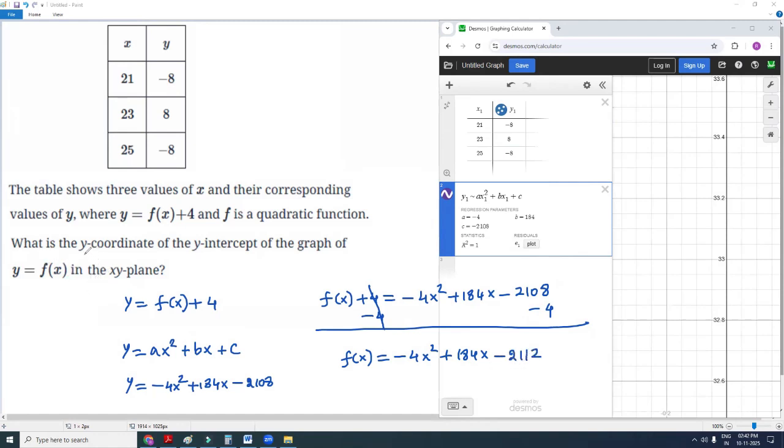Since our aim is to find the y-coordinate of the y-intercept, we have to plug in x equals 0, because the x-coordinate is always 0 at the y-intercept. So to get the y-coordinate, we plug in x equals 0 into the function f of x. When I plug in x equals 0, this term will become 0 and this one will become 0. Negative 2112. So finally, I'm getting negative 2112. So the y-coordinate of the y-intercept of the graph of this function is negative 2112.